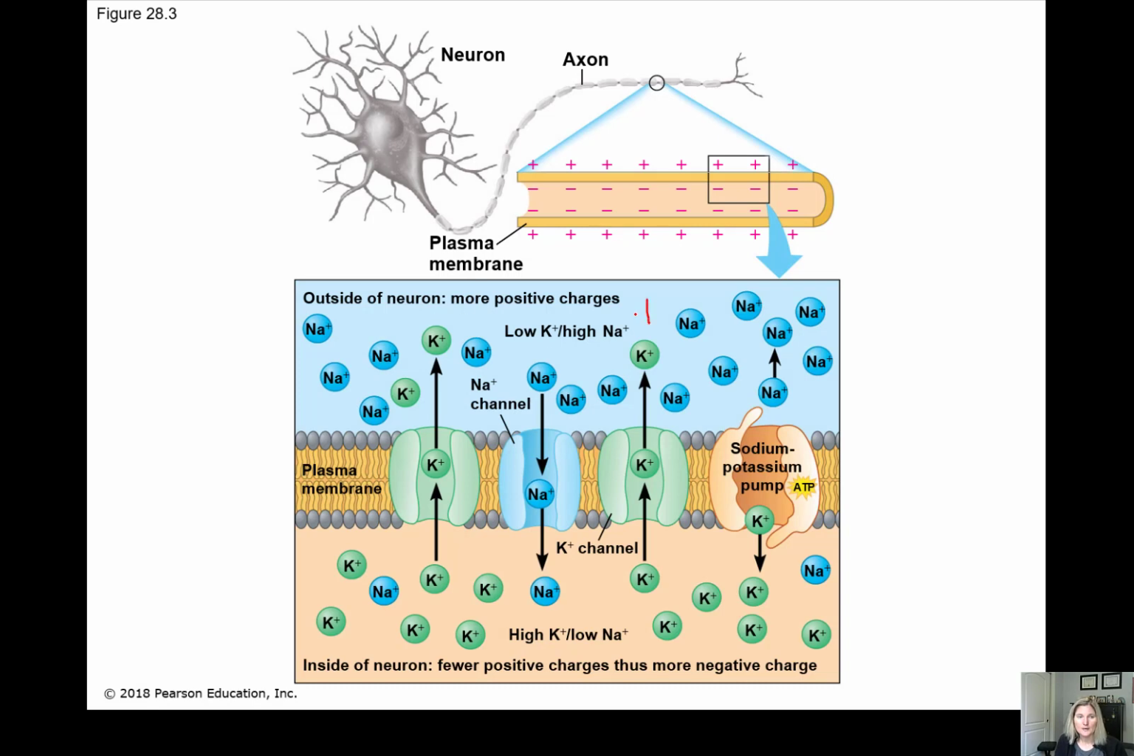So we end up with more positives outside the cell. So that means there's less positives inside the cell. So it's almost like a more negative charge. So it's more negative inside the cell when these channels are open. Okay? Now, having these channels open, you can see we have a positive on the outside and a negative on the inside.